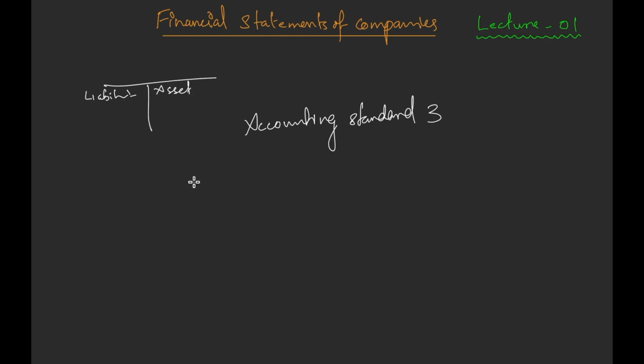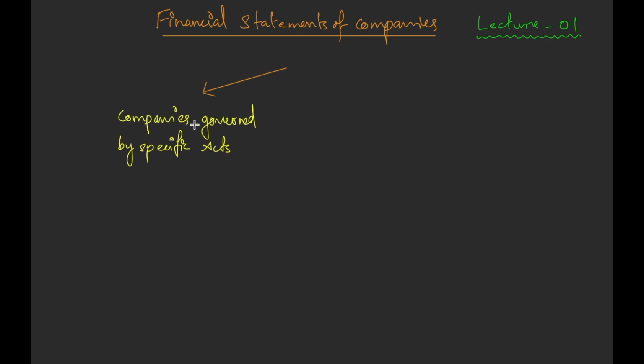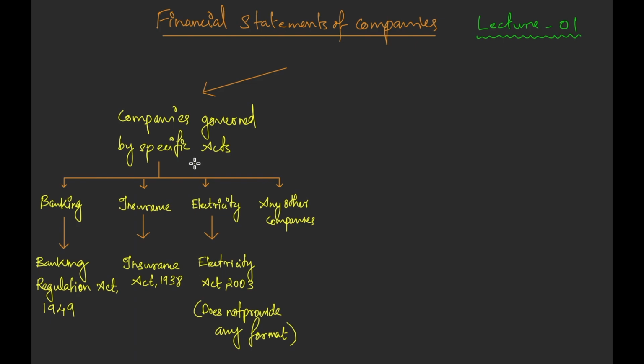This is to maintain uniformity in the format of financial statements of companies. And for the format of financial statements of companies, there are two categories. The first category is companies governed by specific acts, such as banking companies, insurance companies, electricity companies, any other companies which are governed by specific acts. For banking companies, the format for financial statements is provided by Banking Regulation Act 1949, and for insurance companies it is provided by Insurance Act 1938.